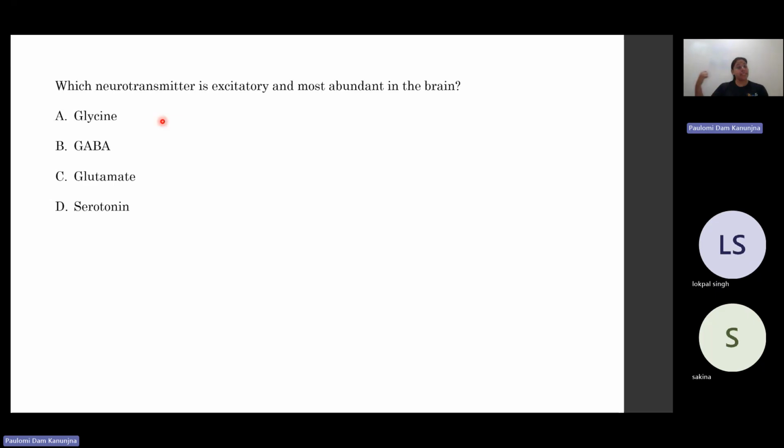Now, CNS done. I've spoken to you about the neuromuscular junction. What about the brain? Any idea about which is present in the brain?